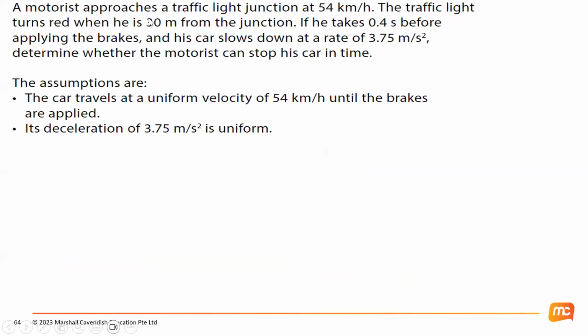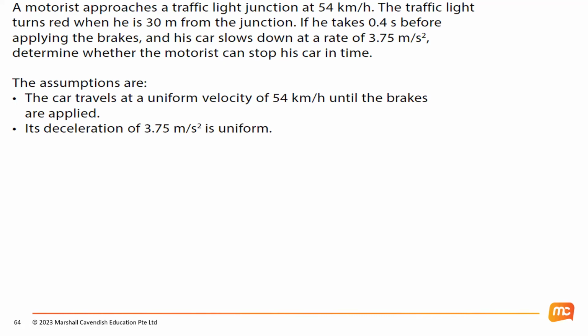A motorist approaches a traffic light junction at 54 kilometers per hour. The traffic light turns red when he is 30 meters from the junction. He takes 0.4 seconds before applying the brake, so the 0.4 seconds is his reaction time. He sees the traffic light turn red, his brain needs a little bit of time to process, and his leg needs some time before it steps on the brake. So that is his thinking time.